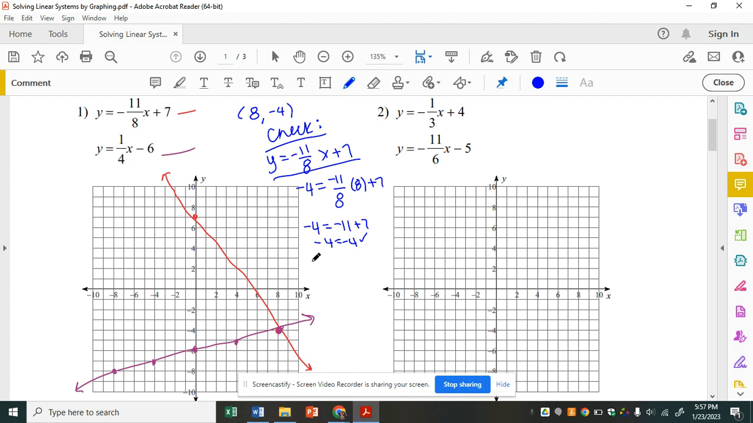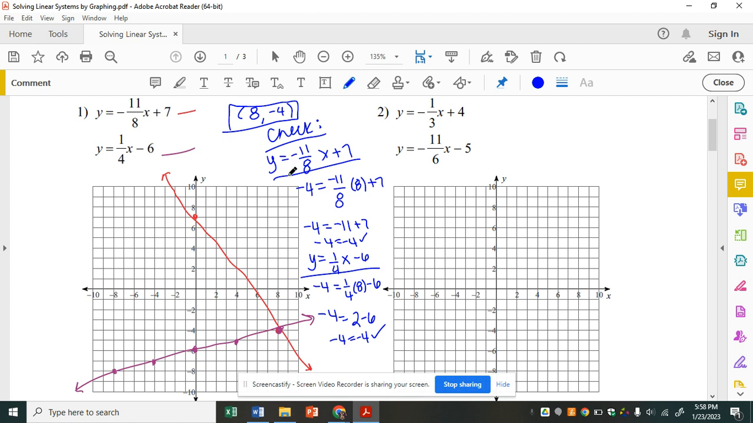I kind of got some small space here, but I still need to check the second equation as well. So again, I'm plugging in negative 4 for y and 8 for x. And then I'm checking. Again, no matter how you do it, if you multiply the 1 times 8 and then divide it by 4, or if you reduce these, 1/4 times 8 will give you 2. 2 minus 6 will give you negative 4. So the check works out. This is going to be your solution, the point (8, negative 4).